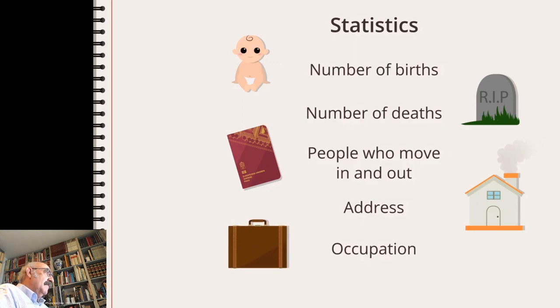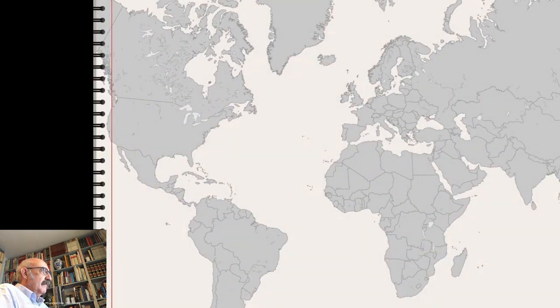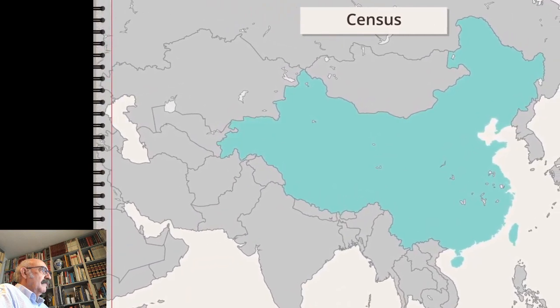All this information is saved in registries, but it takes a lot of effort to construct accurate registries. In poor countries with many inhabitants, or countries where there's war, statistics are often missing. To learn more about the population, a state can conduct a census. In the world's most populous country, China, a census was conducted in 2010.